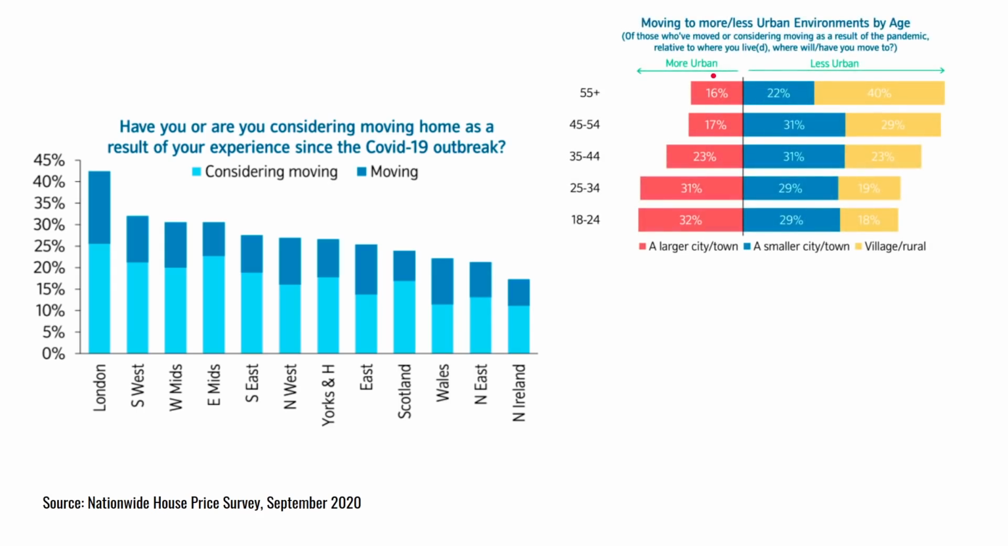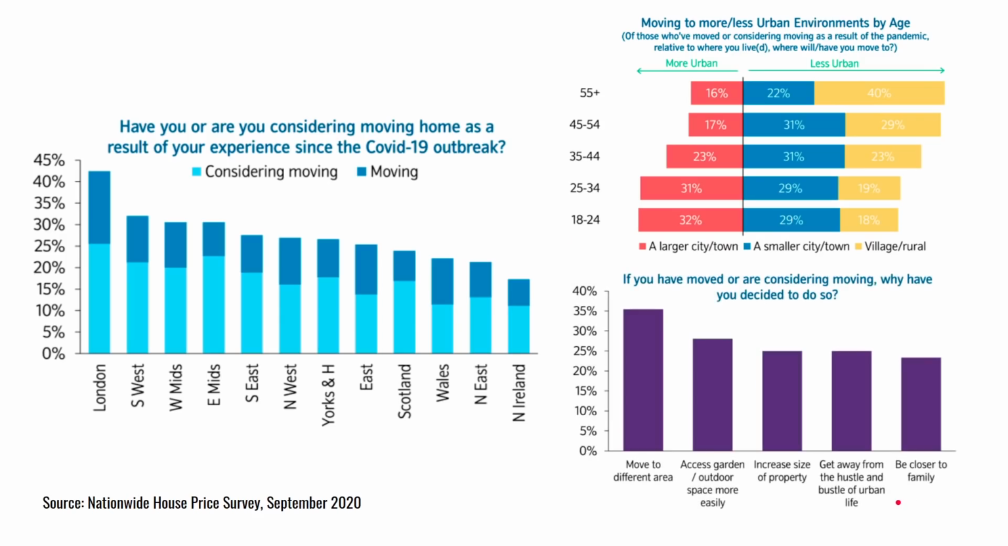And if we look at whether people are moving to regions which are more urban or less urban here on the right, certainly for the 55 plus age group, there's a huge shift to moving to less urban areas. But you can also see that bias even in the 18 to 24 year age group. People who are considering moving or have already moved, over a quarter of them are citing access to a garden or outdoor space as the reason for that move.